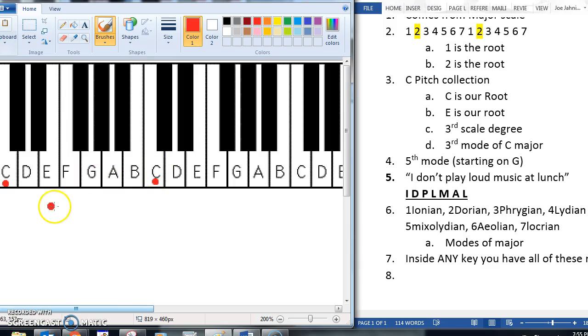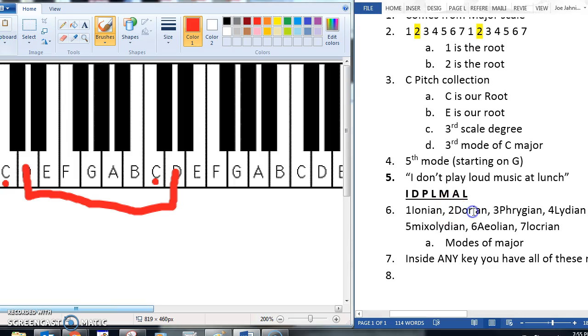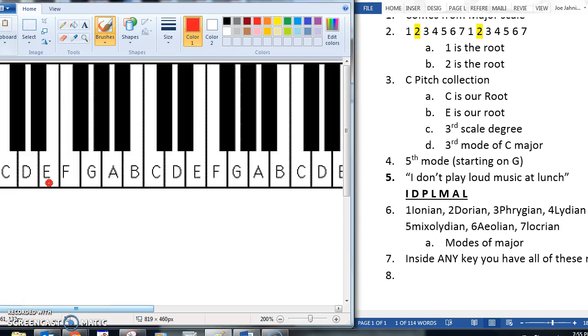If you stay in the key of C, but this time you go from D all the way down to D, you're in the second mode of major, and that second mode of major is called Dorian. It's the Dorian mode. Staying inside the key of C, but you're going from D to D. The third mode of major: so we have 1, 2, 3, starting on the third note of the C major scale, but we're thinking of going from E to E. That's the third mode of major. So 1, 2, 3, that's the Phrygian mode.